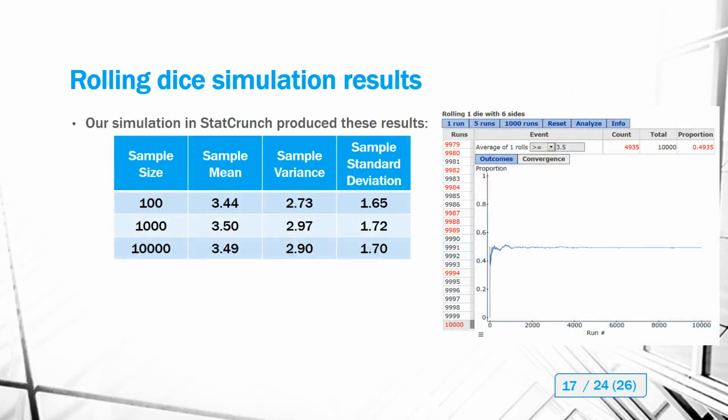Well, conduct a simulation, and here's what we get. StatCrunch produced these results. We go to 1,000. Look, we've already targeted our mean, 3.5. If we continue rolling and get 10,000 in our sample space, then 3.49. So we got down just a little bit, but we're still right there next to the expected value of 3.5.